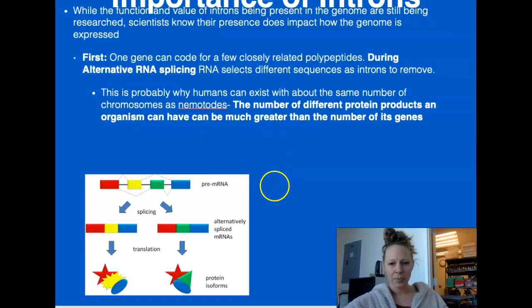So let me draw our pre-mRNA strand again. And we're going to draw out the 3 exons again, 1, 2, 3. And last time we folded and we connected these 2 exons. Let's actually put a 4th one in here too.